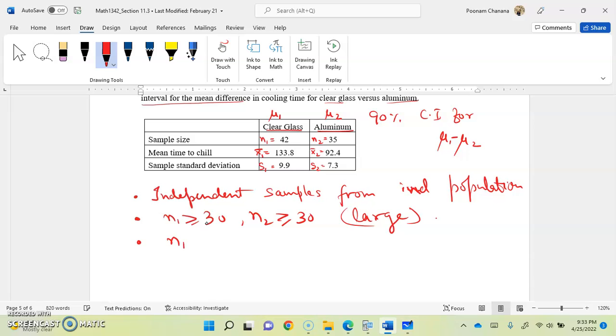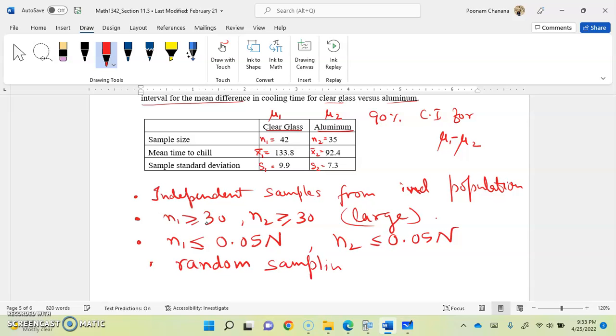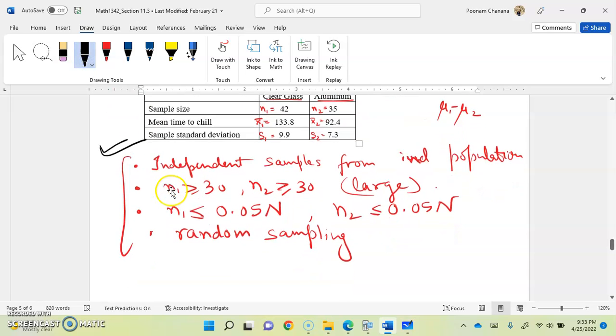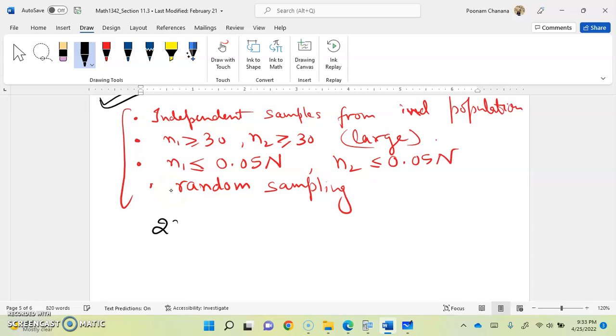What else? n1, although it is more than 30, is surely less than 5% of the population size. There are surely many more bottles, right? And n2 will also be less than 5% of the population. So we have independent samples, and it's already given in the question that they are randomly selected. So that is random sampling. All the requirements are verified, so we can use a two-sample t interval for this.